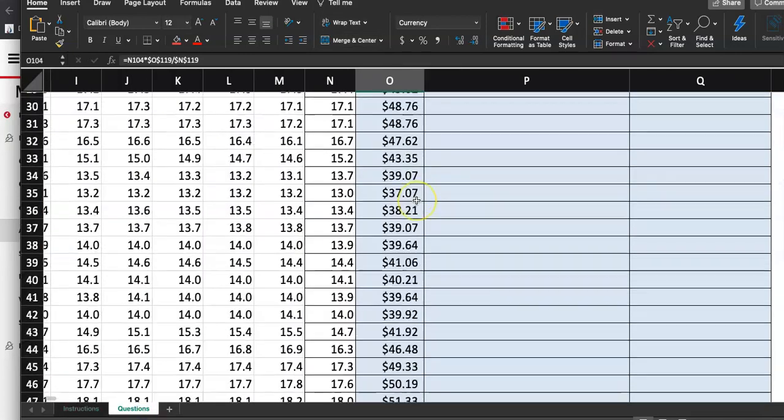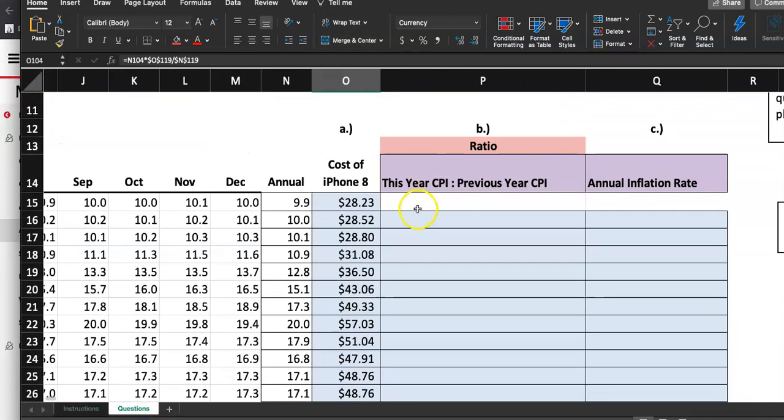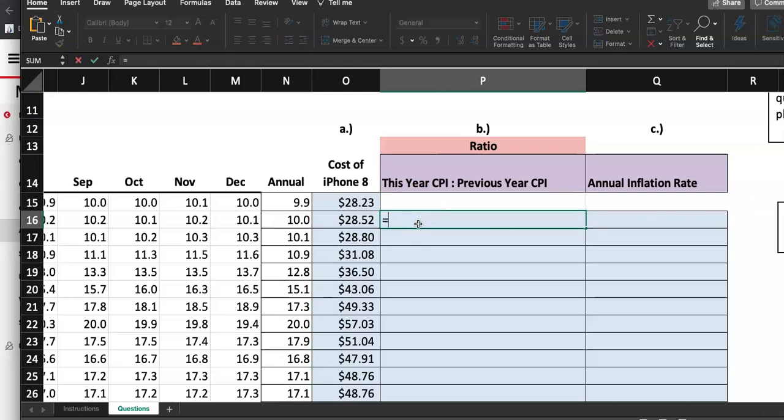Go to P16, which is right here. Now, it's that first blue box, not the white box, okay? Click on the blue box, and they wanted you to find the ratio of the CPI of 1914, which is in N16, and the ratio is dividing, right? Divide that by the CPI of 1913, which is 9.9. So what you should type into P16 is N16 divided by N15.